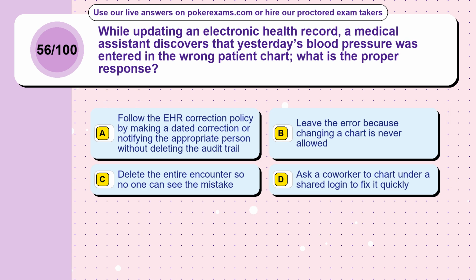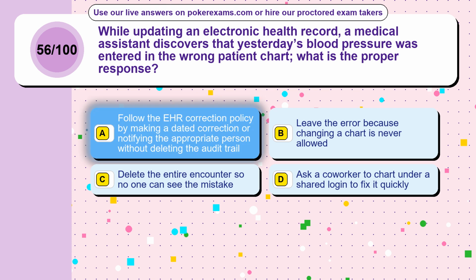Question 56. While updating an electronic health record, a medical assistant discovers that yesterday's blood pressure was entered in the wrong patient chart. What is the proper response? Option A. Follow the error correction policy by making a dated correction or notifying the appropriate person without deleting the audit trail. Option B. Leave the error because changing a chart is never allowed. Option C. Delete the entire encounter so no one can see the mistake. Option D. Ask a coworker to chart under a shared login to fix it quickly.